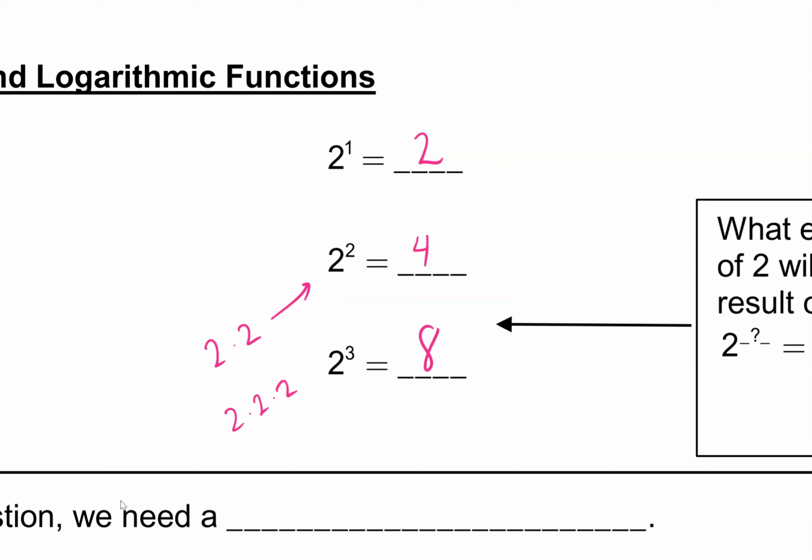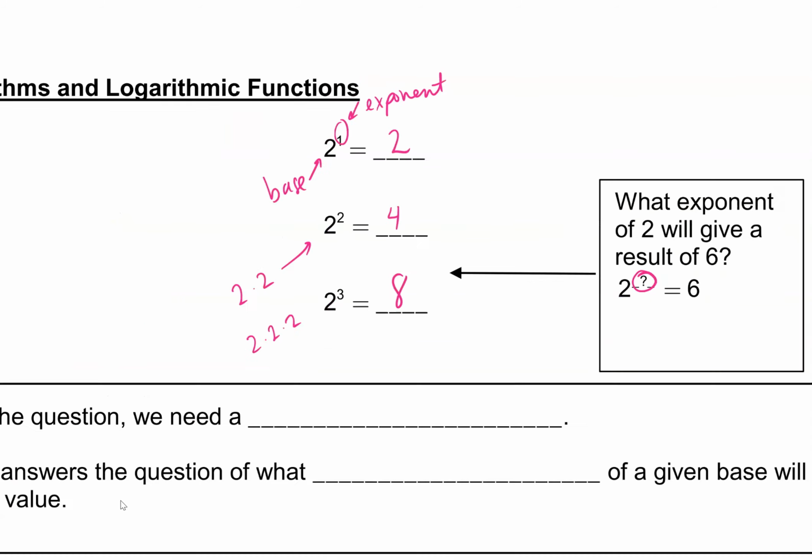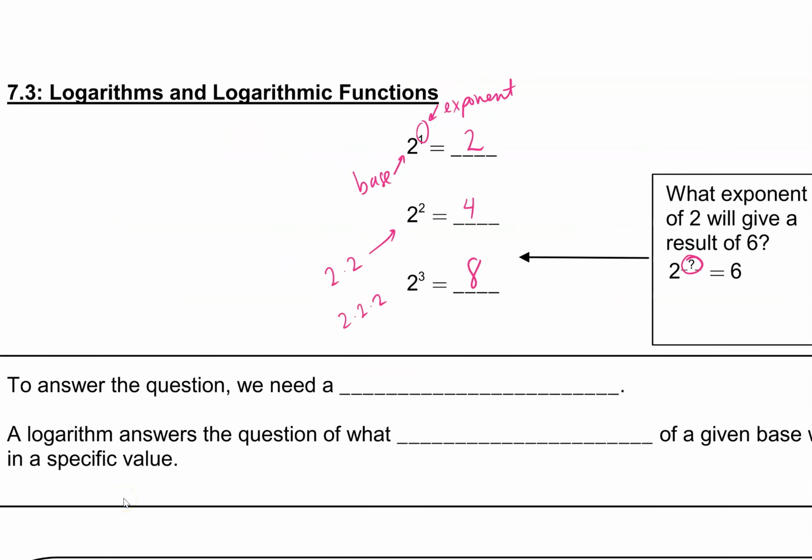Keep in mind, this is your exponent, and 2 is what we call our base. So the question is, if 2 squared is 4 and 2 cubed is 8, what exponent of 2 will give a result of 6? Right now, 2 to what power is equal to 6? That's the basics of a logarithm. To answer this question, we're going to need a logarithm.